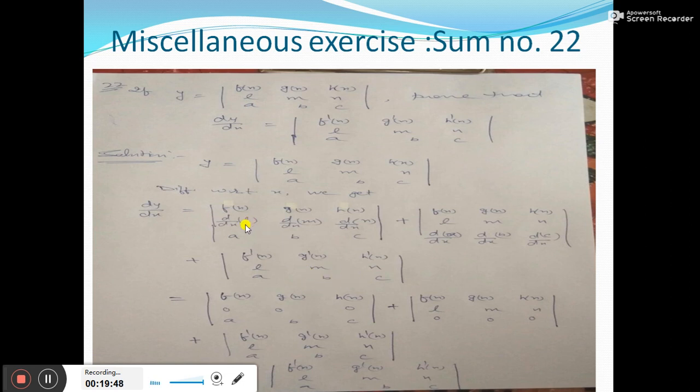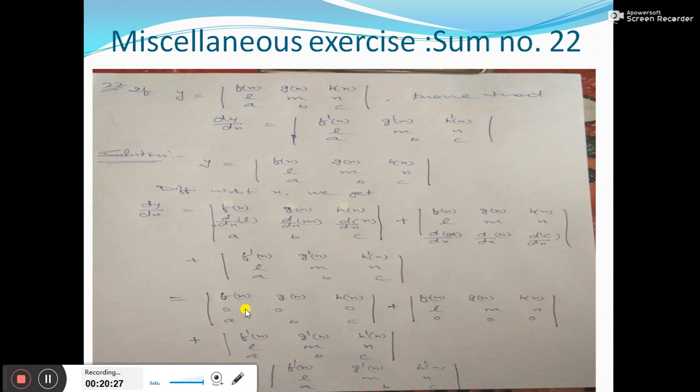What is the derivative of L? Here L, M, N, A, B, C are constants, and therefore the derivative of L is 0. The derivative of M is 0, the derivative of N is 0. And the derivative of A is 0, the derivative of B is 0, the derivative of C is 0. And the third determinant is as it is: f'(x), g'(x), h'(x), l, m, n, a, b, c, because f, g and h are functions of x.